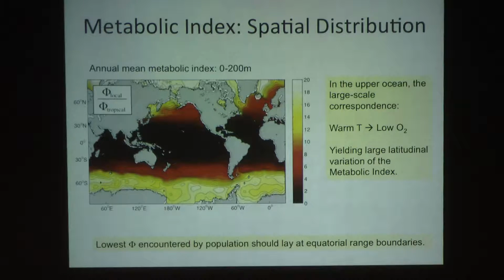The reason the gradient is so large with latitude is that the tropics are characterized by 2 conditions that are bad for a metabolic index: A, it's warm, and B, it's low oxygen. So there's less oxygen than you might need to do metabolism, and your metabolic rate is relatively high. So this suggests that if we want to look at how oxygen and temperature combine to restrict habitats for marine species, looking at their latitudinal range limits would be a good idea.